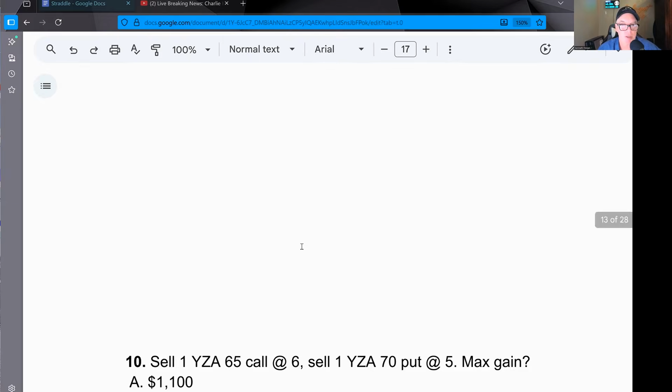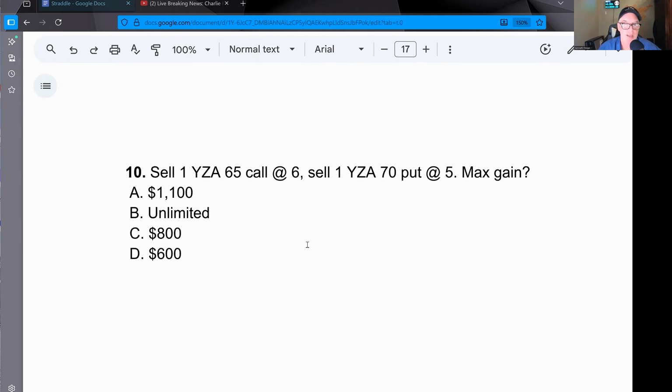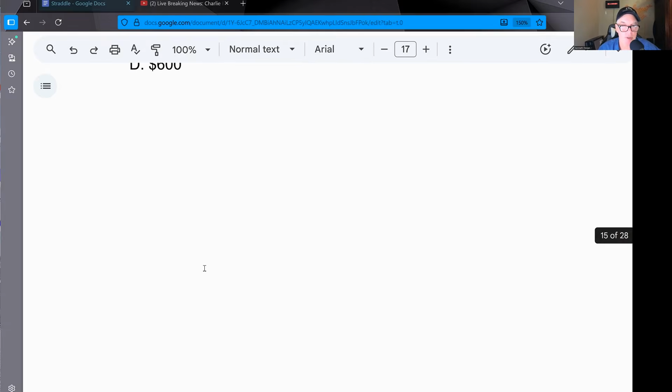That's what they'll do. Sometimes they'll throw a really hard question at you that is hard to figure out and it's really just a max gain, max loss thing. So here we sell a 65 call at 6, sell a 70 put at 5. What's the max gain? What we bring in? 11. That's it. All we can make is 11. Good. Now let's jump on the rest.